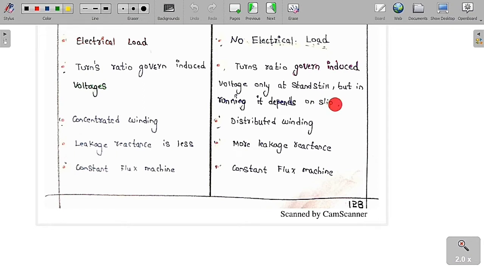In a transformer we prefer to use concentrated winding, whereas in the induction motor we prefer to use distributed winding. And in the transformer the leakage flux is very less, so leakage reactance is also less, whereas in the induction motor the leakage flux is very more, so therefore the leakage reactance is also very more. And the transformer is a constant flux machine, and the induction motor is also a constant flux machine.